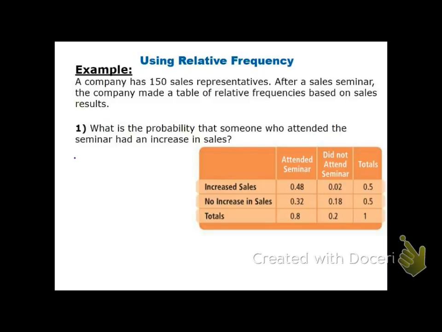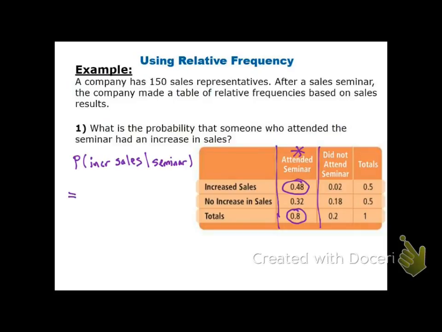So we're looking for the probability that, in this case, the person had an increase in sales given they attended the seminar. All right, so increase in sales, attended seminar, we have 0.48, and then the total for that column, because that's what's most important to us right now, is that the attended the seminar, is 0.8. All right, and with conditional probability, you tend to stay in your category. So we're going to be looking in this row right here.